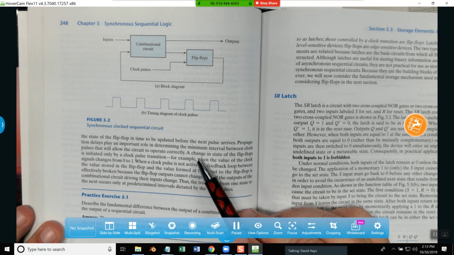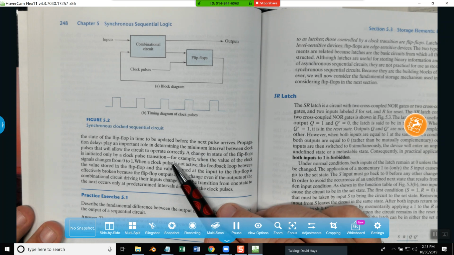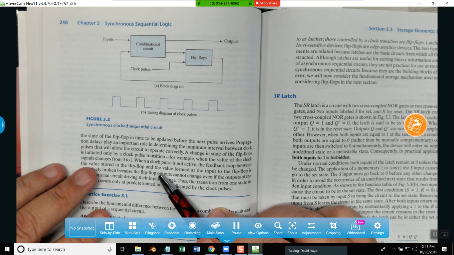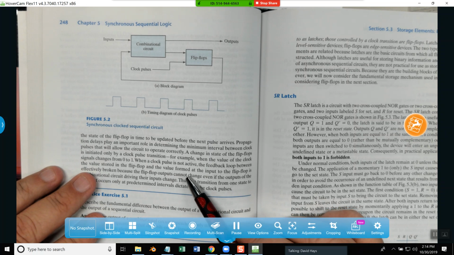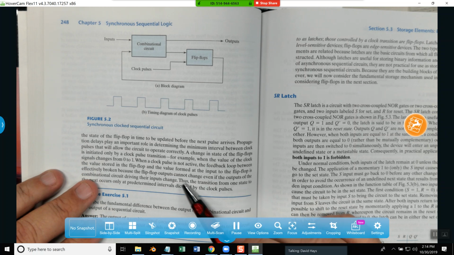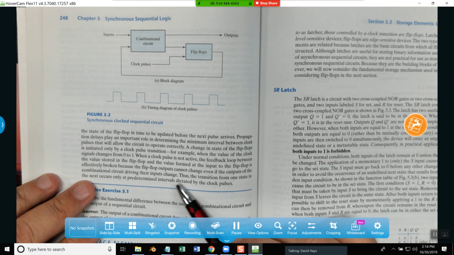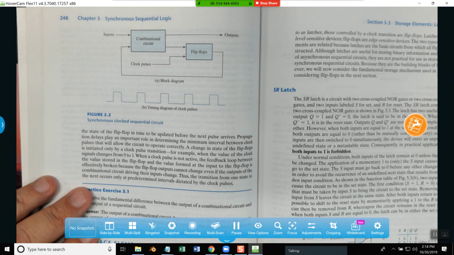For example, the value of the clock signal changes from 0 to 1. When a clock pulse is not active, the feedback loop between the value stored in the flip-flop and the value formed at the input to the flip-flop is effectively broken, because the flip-flop outputs cannot change even if the outputs of the combinational circuit driving their inputs change. Thus, the transition from one state to the next occurs only at predetermined intervals dictated by the clock pulses. So when this sends that 1 through, that triggers this to go ahead and send its value through.